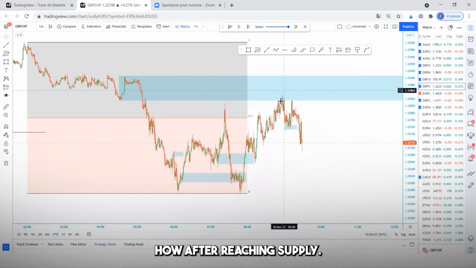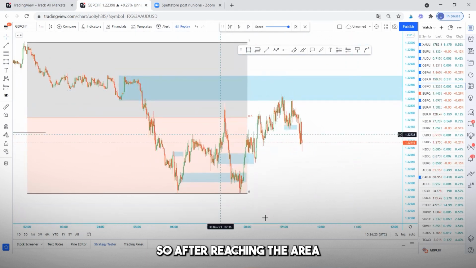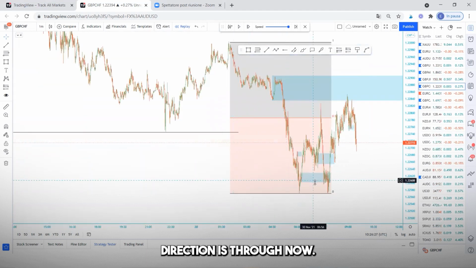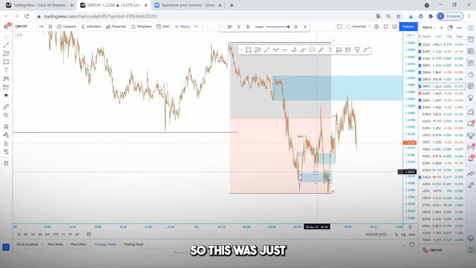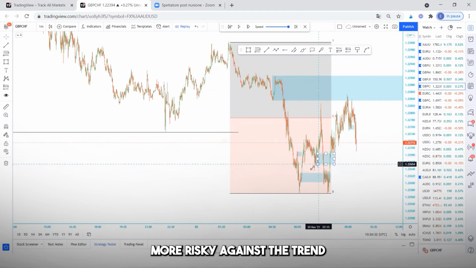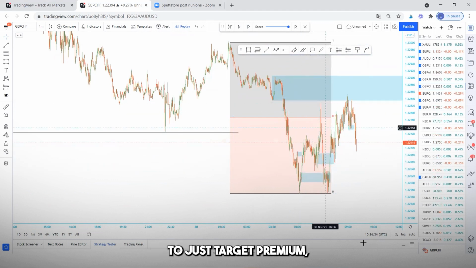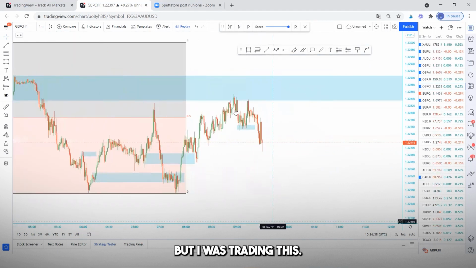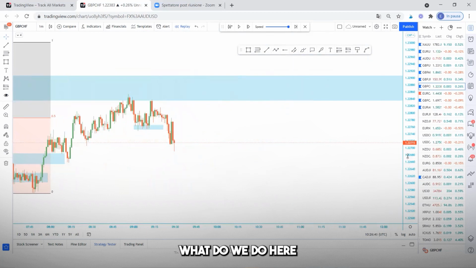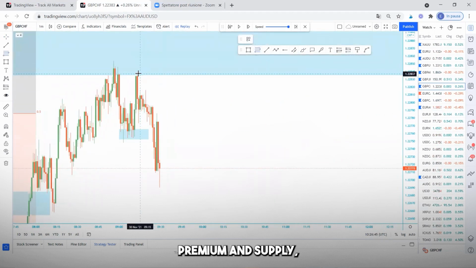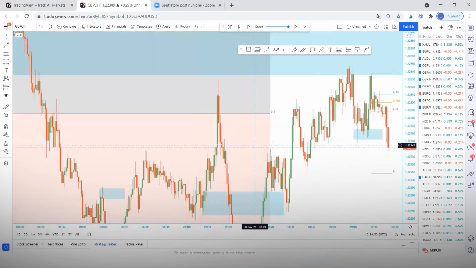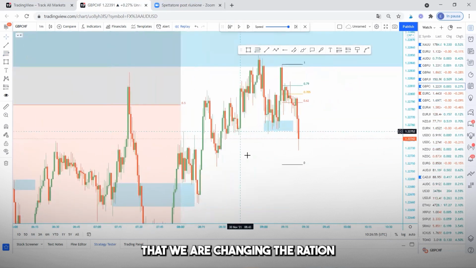How? After reaching supply, so after reaching the area at a premium, because the overall direction is to the downside. This was just a more aggressive entry, more risky against the trend, to just target premium, which we didn't get. I didn't trade this, for example, but I was trading this. What do we do here? After reaching premium and supply, we had that push to the downside, showing us that we're changing direction.